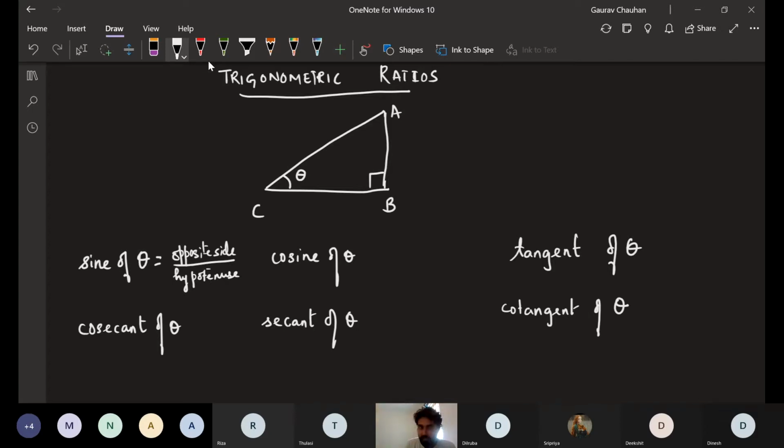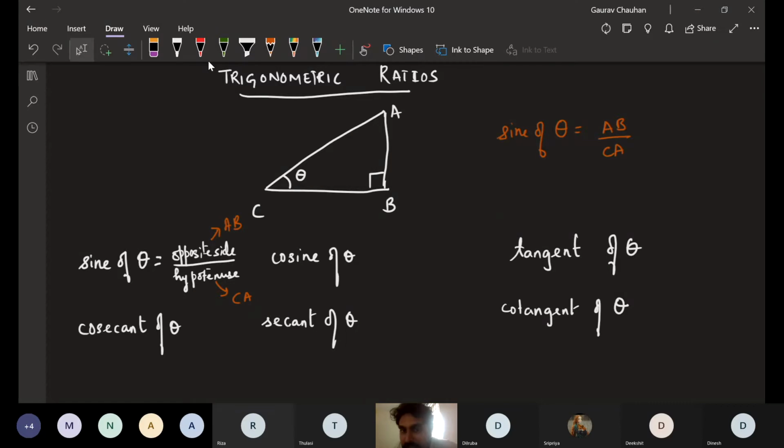Are you getting me here? Can you substitute what will come in place of opposite side and hypotenuse? Maybe Dilruba, you can tell me. Sir, in place of the opposite side of that theta, AB will come. And what will come in place of hypotenuse? Hypotenuse is CA, sir. You're right. So sine of theta, when I substitute, I will get AB by CA.